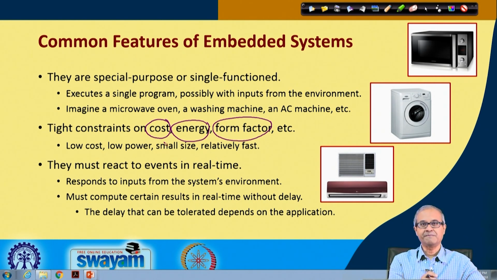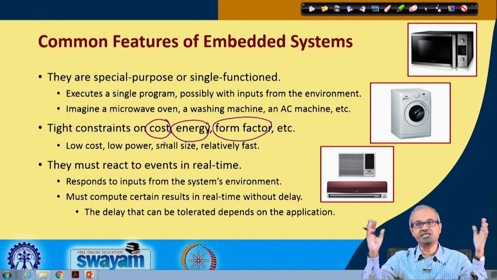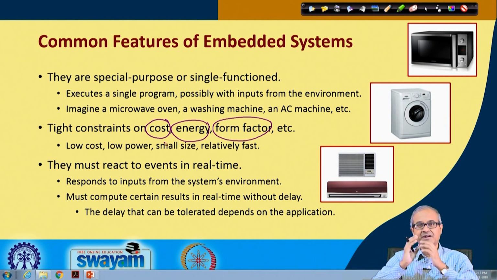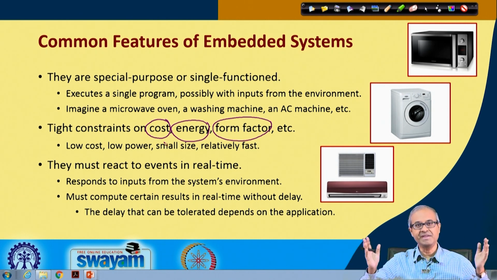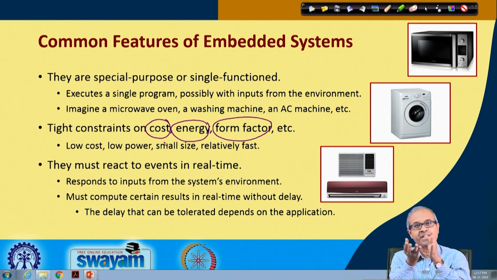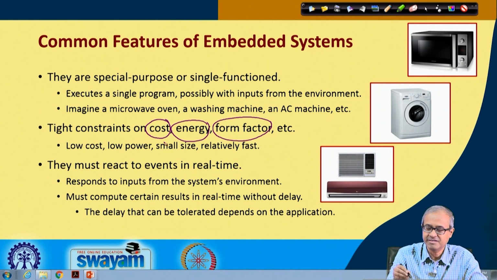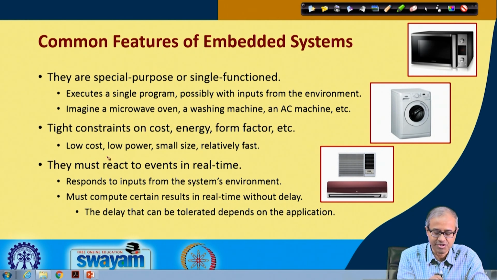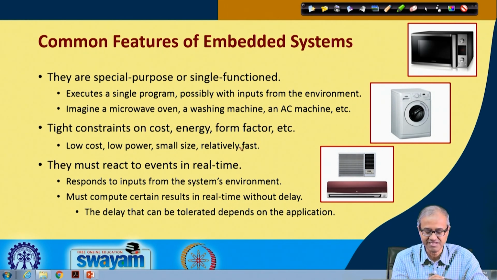Form factor. You think of an AC machine, nowadays AC machines are very sleek. Now, you cannot afford to have a computer inside which is very bulky and big, because that will make your system also bulky and big. So, depending again on the system, your computing system must be made very compact and should fit inside without any appreciable increase in area, right. So, low cost, low power, small size, relatively fast, these are some of the characteristics.